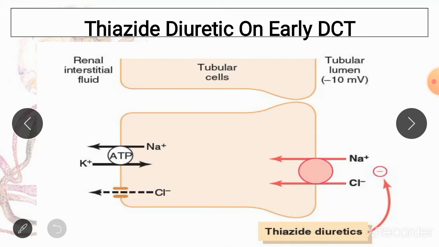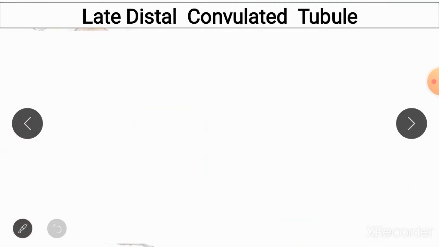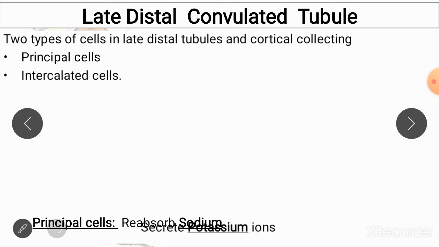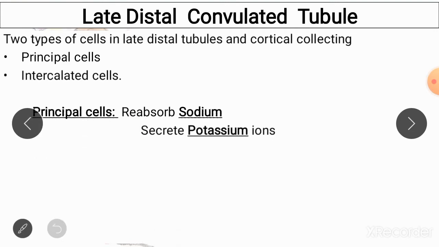So this is how thiazide diuretics help in reducing the blood volume by inhibiting the sodium reabsorption in the early portion of the distal convoluted tubule. Now let us move on to the late distal convoluted tubule. This is a very important part of the nephron. It contains two types of cells, the principal cells and intercalated cells.